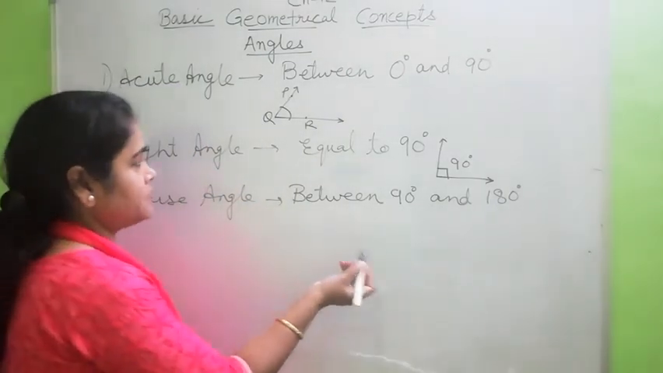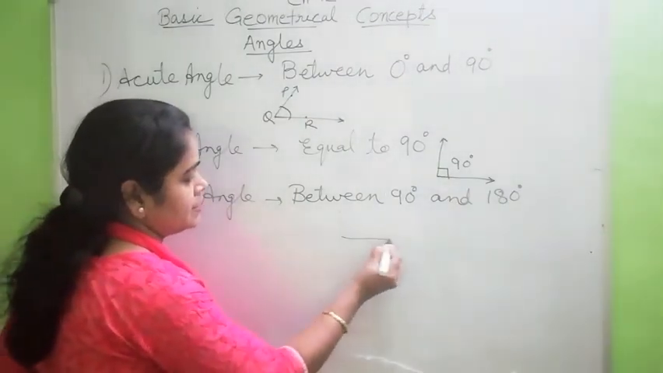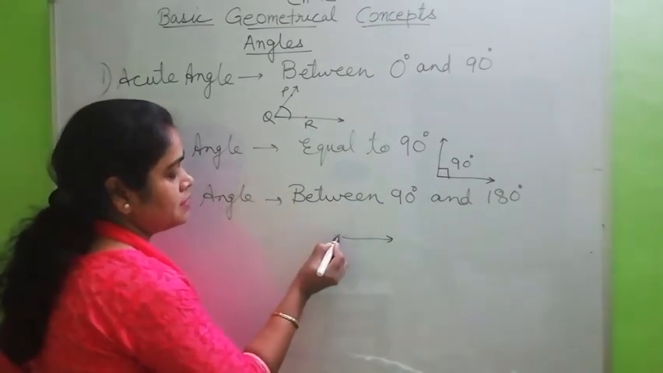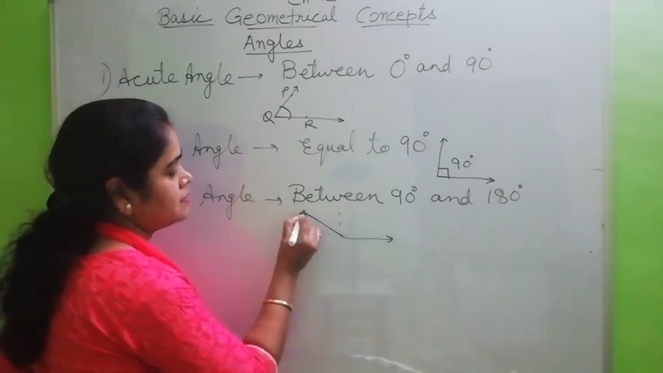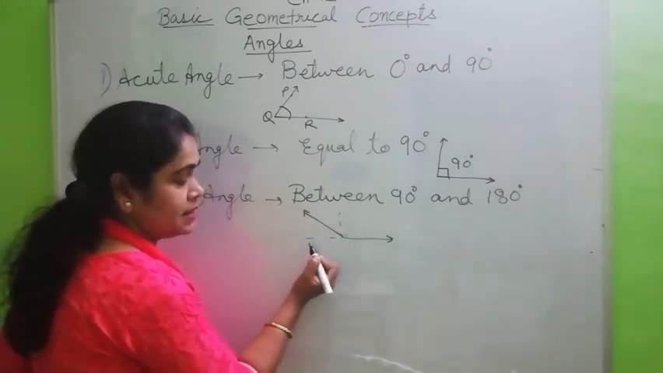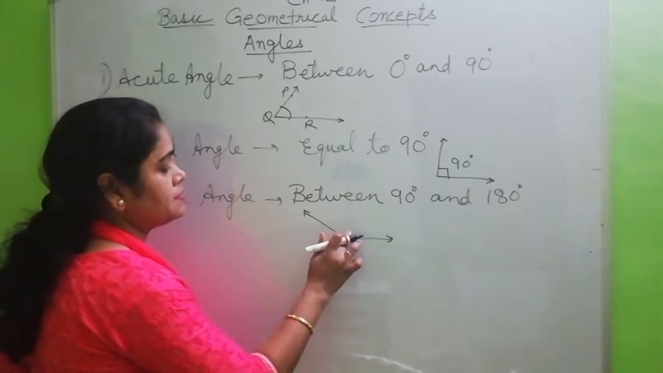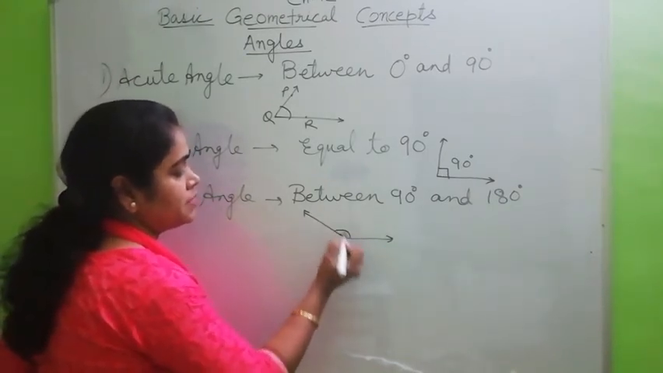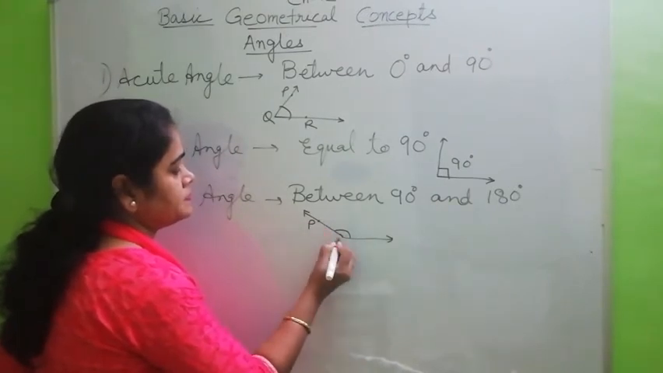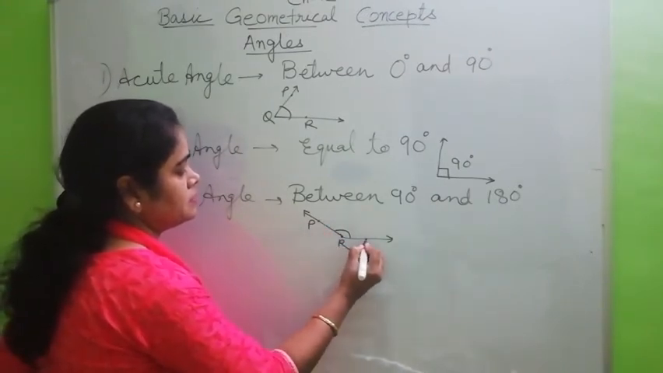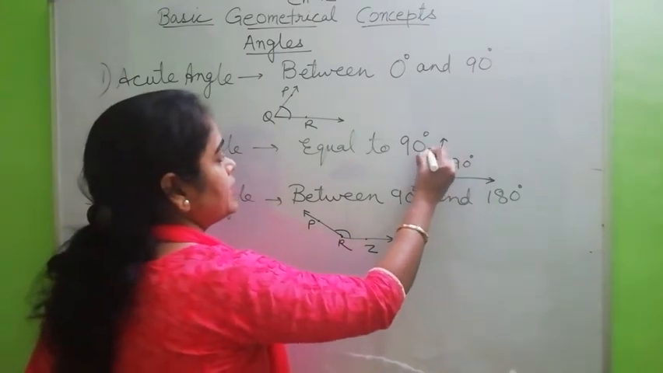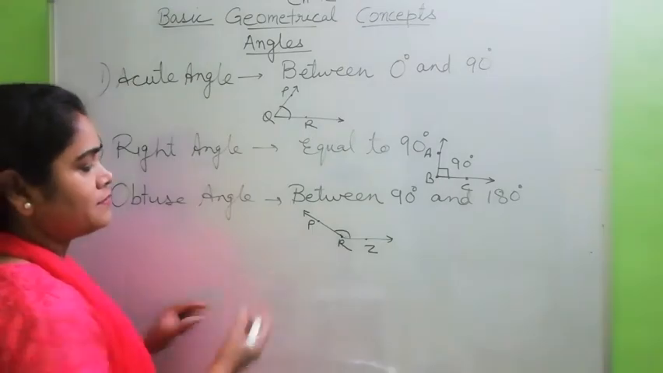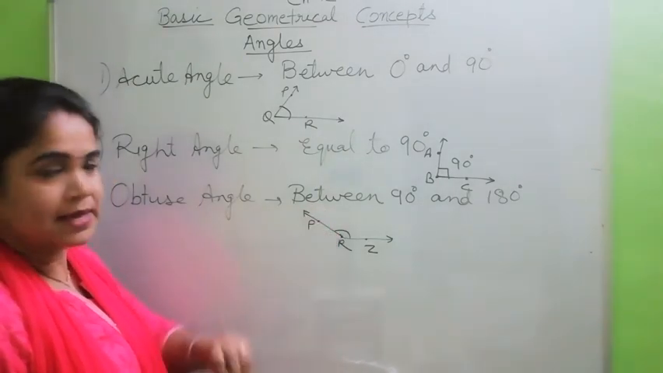So I am showing you one picture. This is 90 degree, you all know. So more than 90 means like this, and less than 180 means less than this. So this is called an obtuse angle, more than 90. Here I am naming it A, B, C. Any value I can give here, 130, 150 like this.